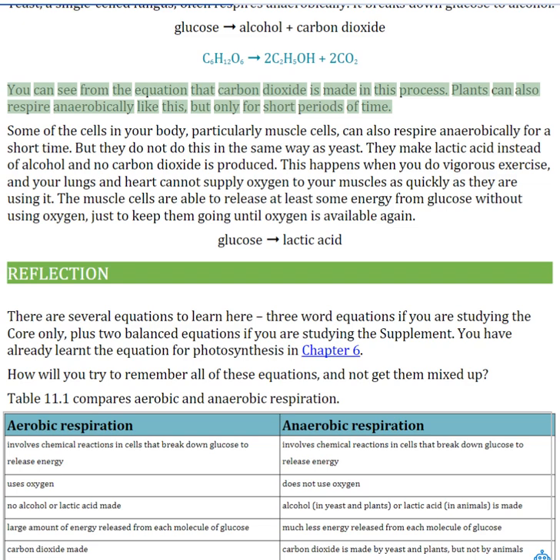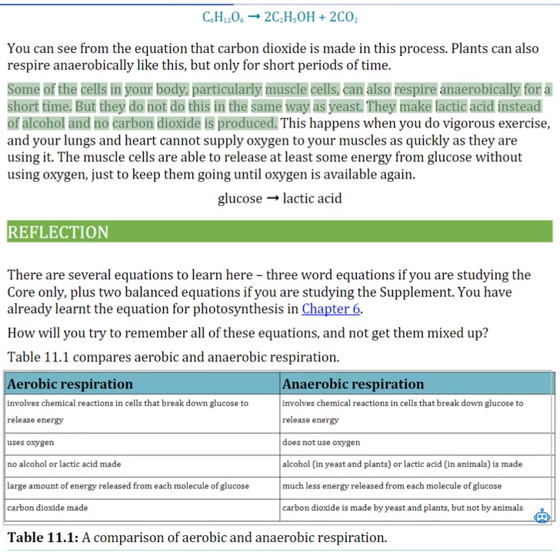Plants can also respire anaerobically like this, but only for short periods of time. Some of the cells in your body, particularly muscle cells, can also respire anaerobically for a short time. But they do not do this in the same way as yeast. They make lactic acid instead of alcohol, and no carbon dioxide is produced.